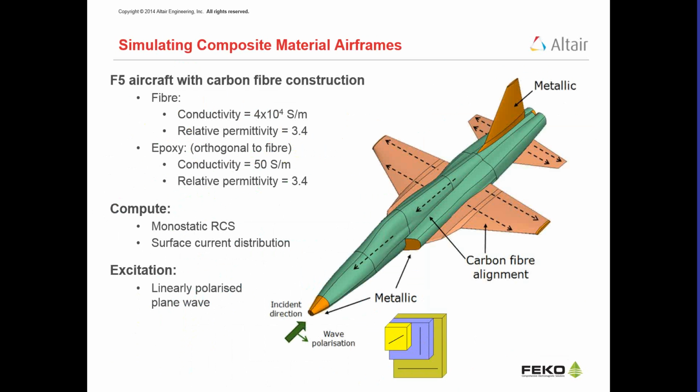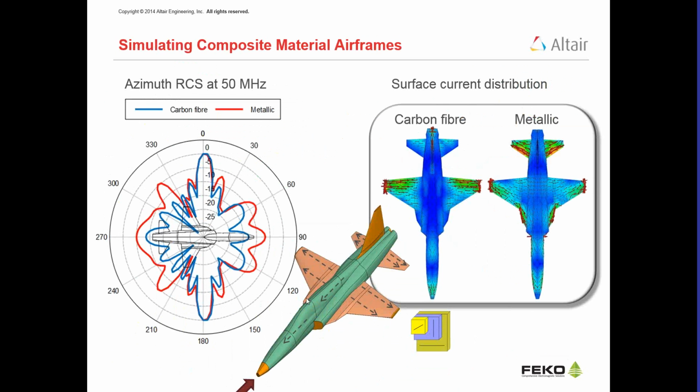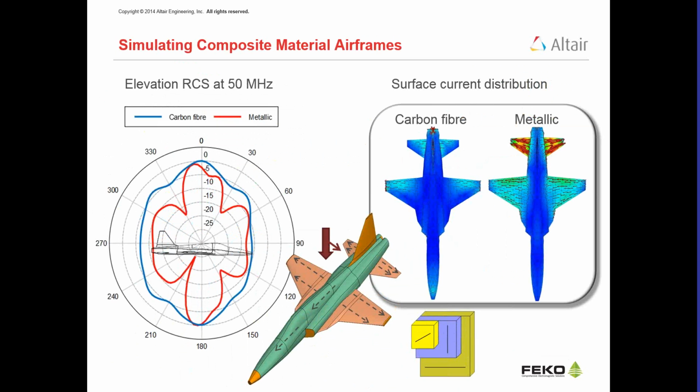simulations. In this case, we used a particular fiber and epoxy type and their materials, and using a plane wave that's incident from the nose, one can see the radar cross-section, with the blue line being the carbon fiber radar cross-section and the red line the metallic aircraft here. You can also see the differences in currents between the metallic aircraft as well as the carbon fiber aircraft. Same thing here with the incident angle coming from the top, and we can compute that as well. So that's one of the flexibilities that FEKO provides.